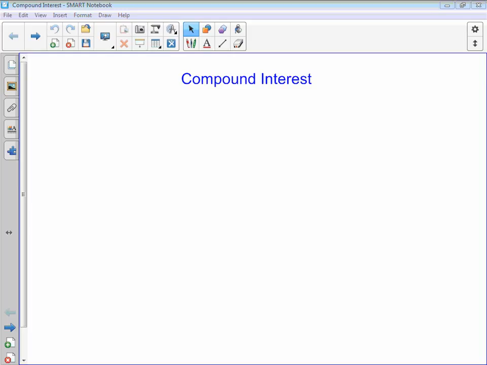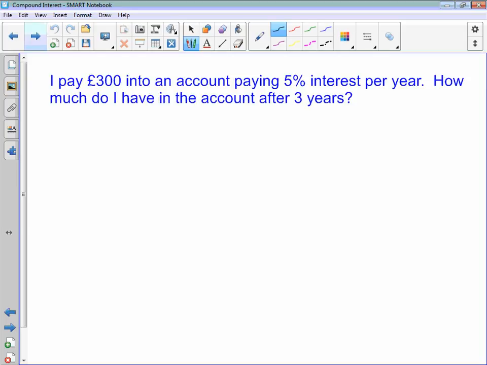Compound interest is commonly found in real-life situations in bank accounts where you get interest on the interest that you earn each year. So if we look at an example, doing it the long way round first, I paid £300 into an account paying 5% interest per year. I want to find out how much money I have in the account after 3 years.